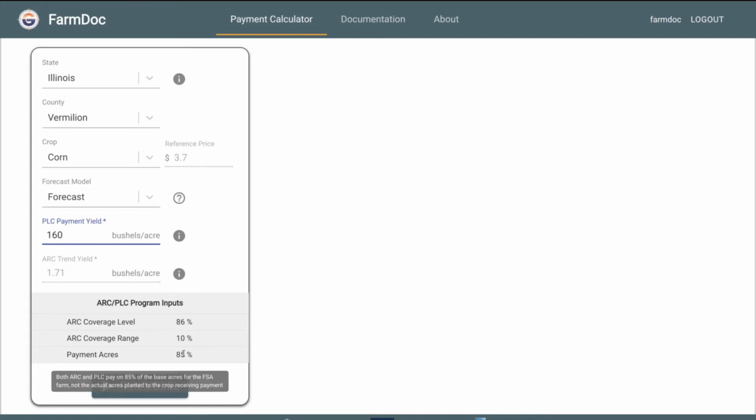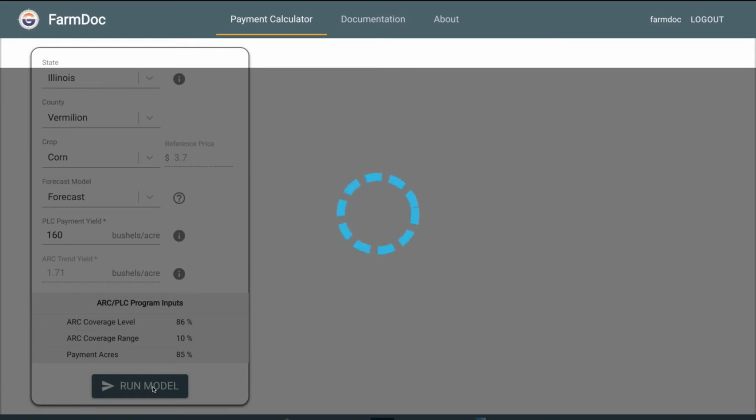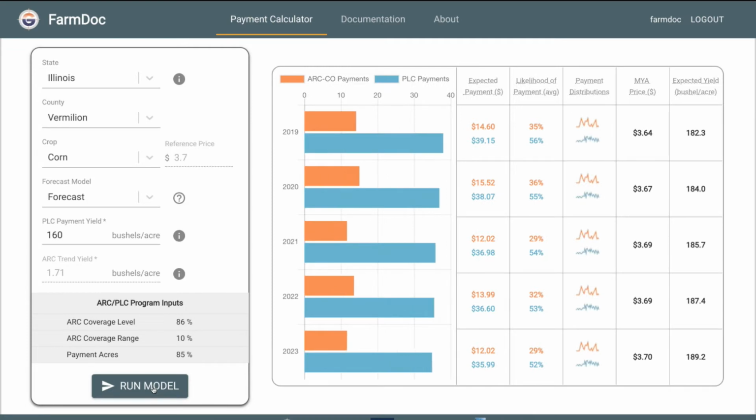Both programs pay on 85% of the base acres. Again, not what you planted, but the base acres for that crop. Once you've entered this information for your farm, and here we are with a Vermilion County corn example, you're going to run the model. It's going to take a few minutes to go through all the calculations, and it will produce a series of payment estimates. And as always, we have to caution, these are not guaranteed in any way, shape, or form.